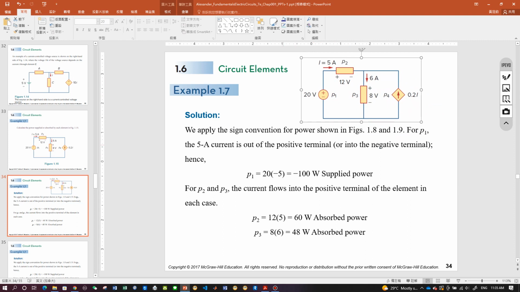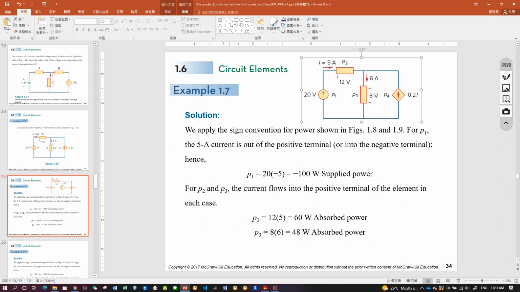Okay, so right now we will try to do the solution here. We will apply the sign convention for power shown in the figure. I think this is fine.